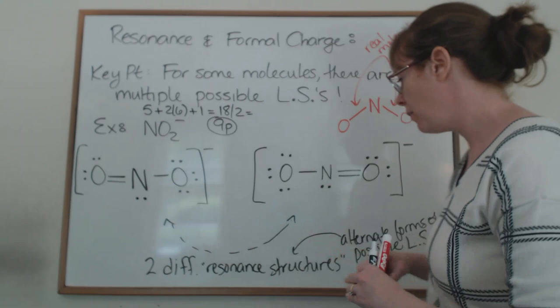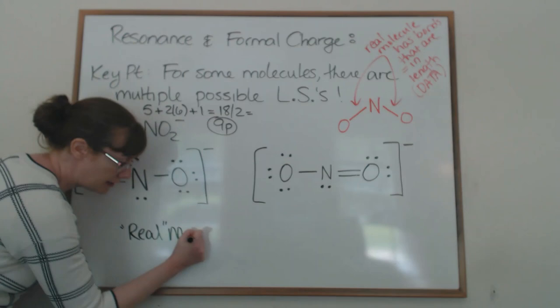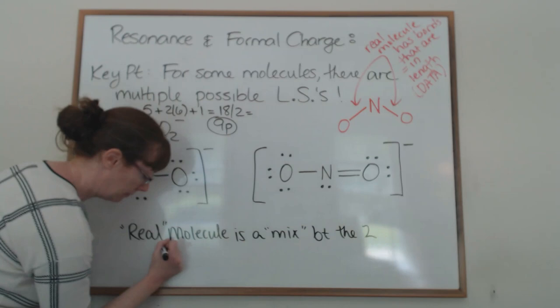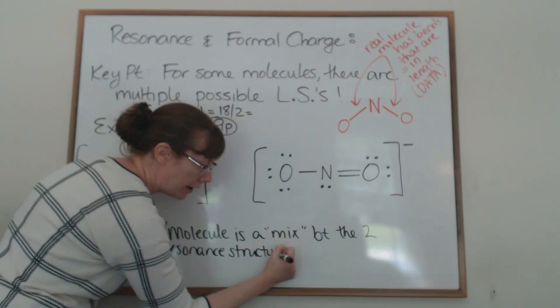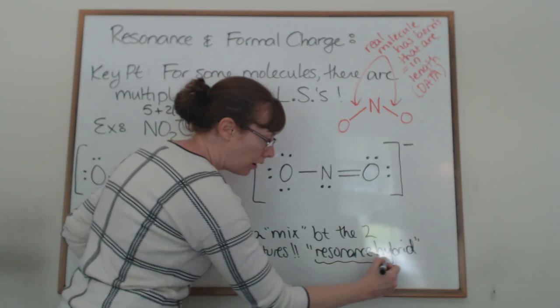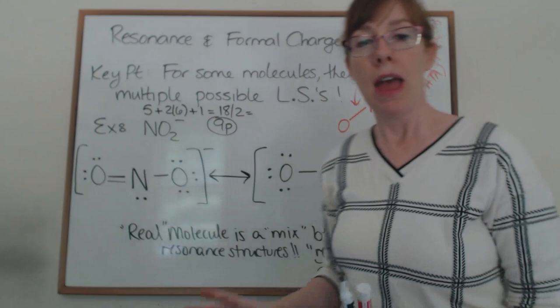Well, the reality is the real molecule, this is very conceptual, but it's also very much common sense. The real molecule is what we would call a mix between the two resonance structures. And the real molecule, you would call a resonance hybrid. Hybrid meaning mixture. So the way that scientists depict that is they would draw both resonance structures and put a double arrow in between them. And that's how you would represent the resonance hybrid, trying to depict the real molecule.